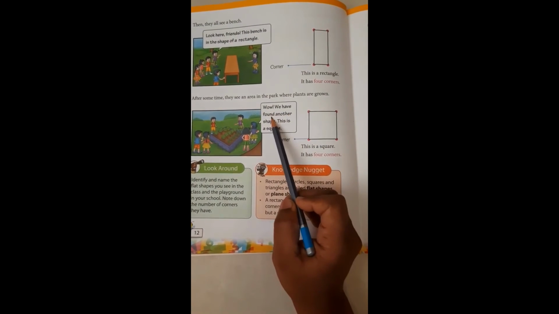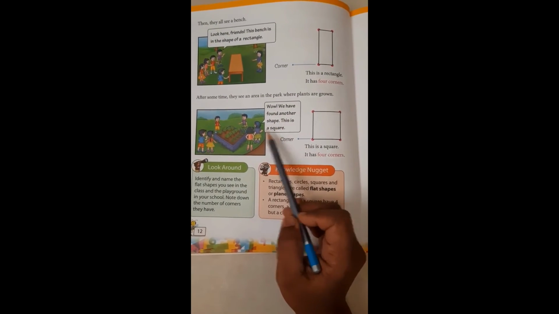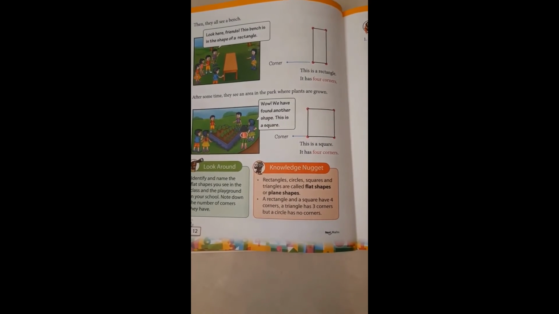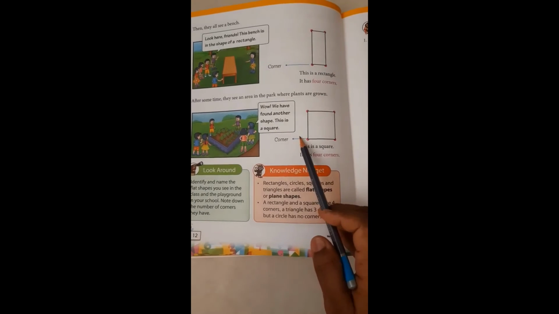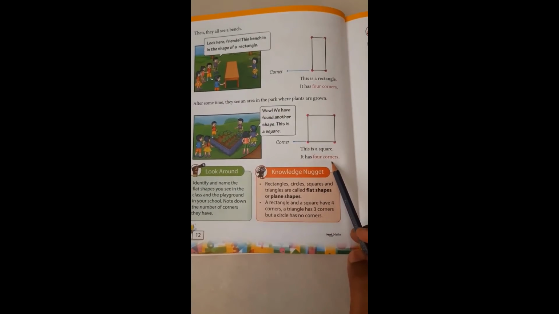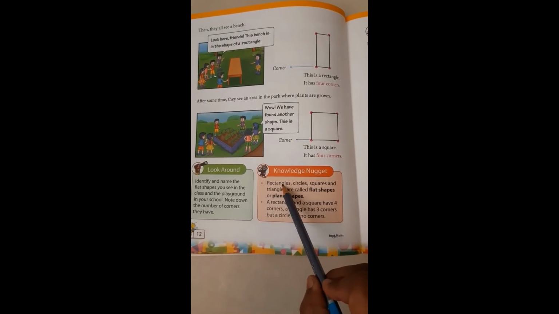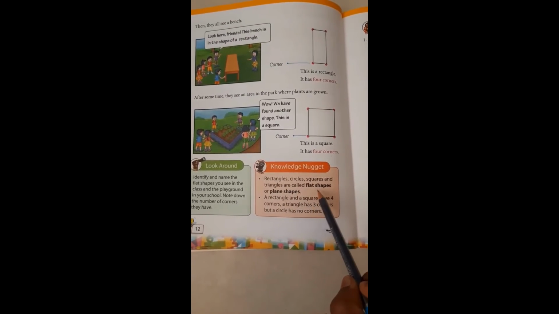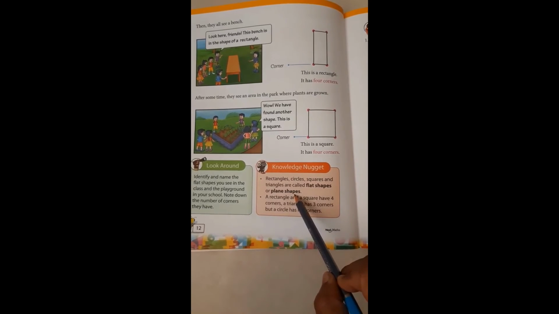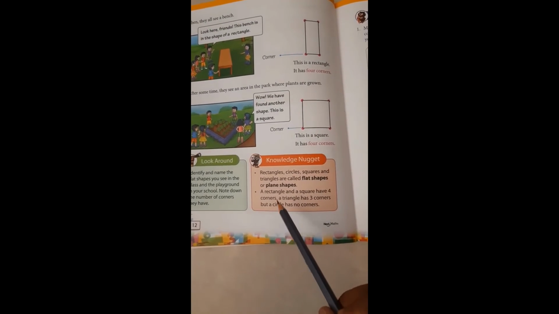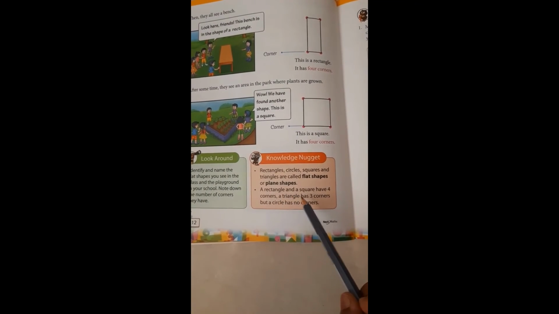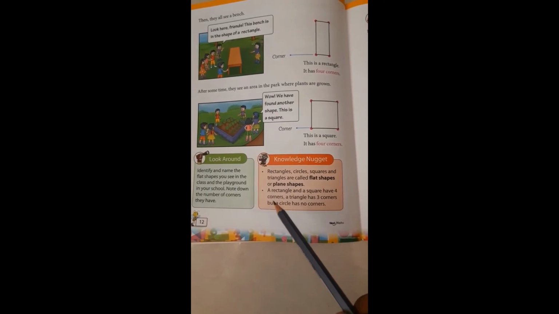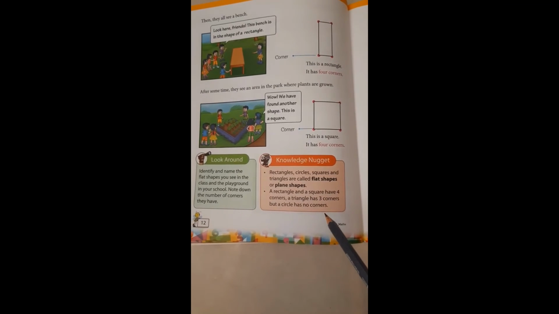Wow, we have found another shape. This is a square. Yes, they found a space which was having a shape of a square. This is a square. It has 4 corners. So the rectangle, circle, square and triangle are called as flat shapes or plane shapes. A rectangle and a square have 4 corners. A triangle has 3 corners, but a circle has no corners.